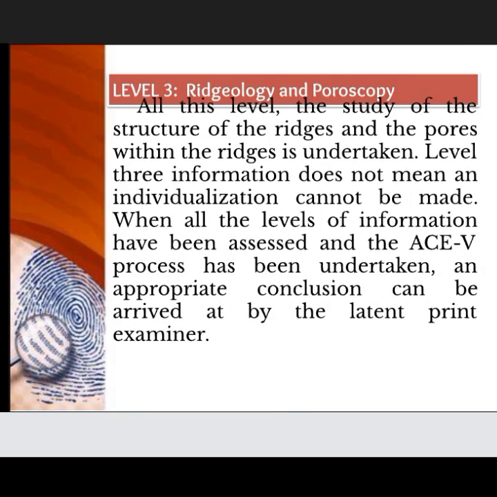The last level is Level 3. The radiology and fluoroscopy. At this level, the study of the structure of the ridge and the pores within the ridge is undertaken. Level 3 information in the latent print is often absent due to the quality of the print. The lack of Level 3 information does not mean individualization cannot be made when all the levels of information have been assessed and the ACE-V process has been undertaken, and an appropriate conclusion can be arrived at by the latent print examiner.